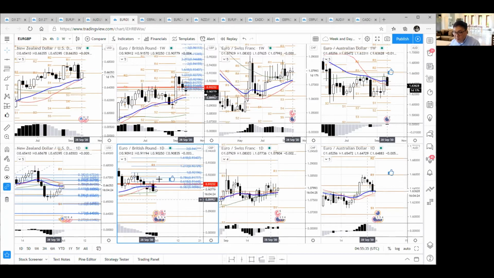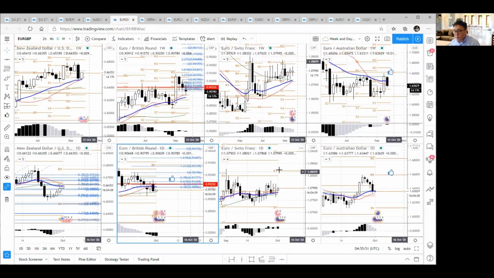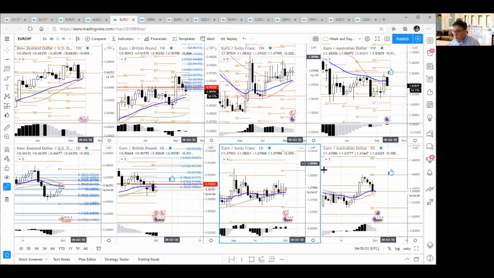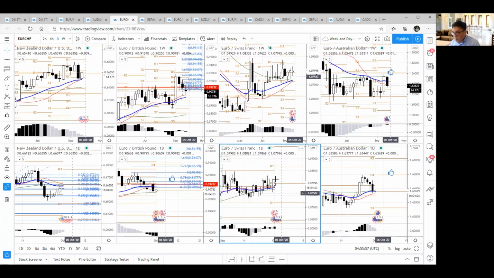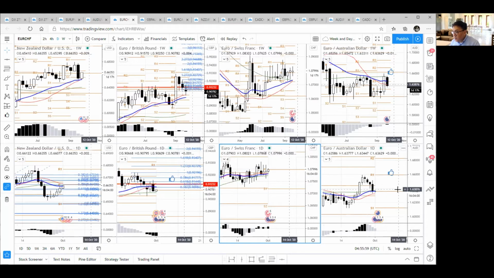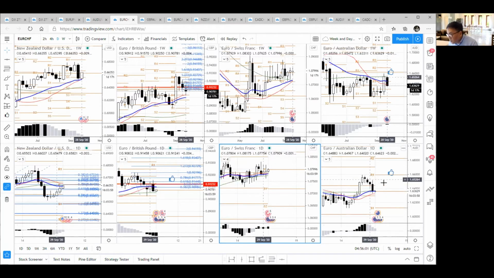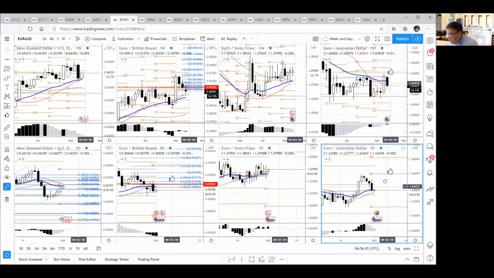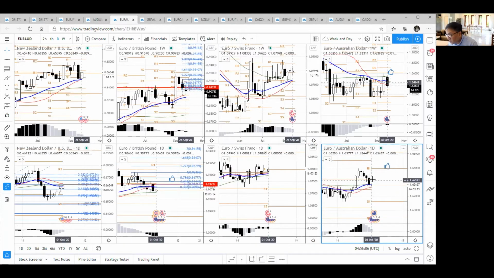Make sure you exit quickly, right? Immediate target after it completed, I mean, fully formed the harmonic, right? Beyond this B, XAB, right? Beyond B. Okay, Euro GBP. Euro Swiss franc, we didn't trade this, right? Skip, skip. Yeah, we didn't trade this also. Yeah, we did not.